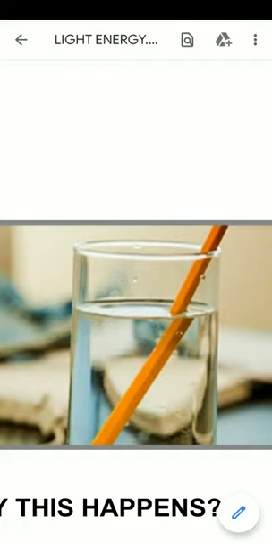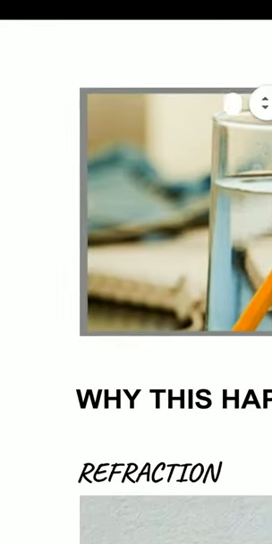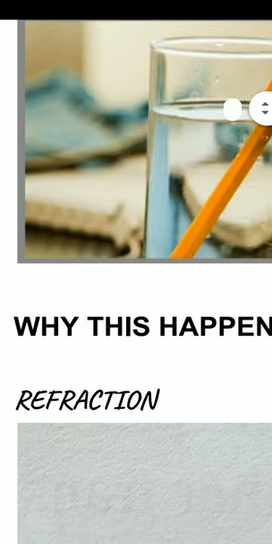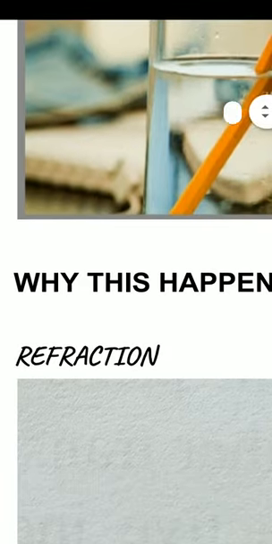If you can see this diagram properly, you can see a natural phenomenon which you would have seen in day-to-day life. There's a pencil and a glass full of water. Once the pencil enters the water, there is some change in the way you are looking at the pencil. Now the question comes, why does this happen? The answer is refraction. So what is refraction? Let us try to understand.